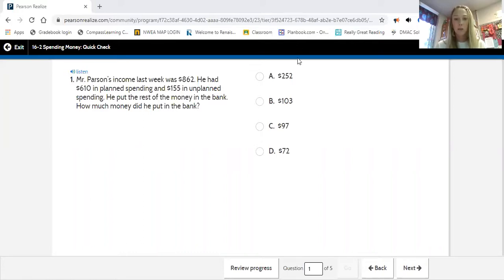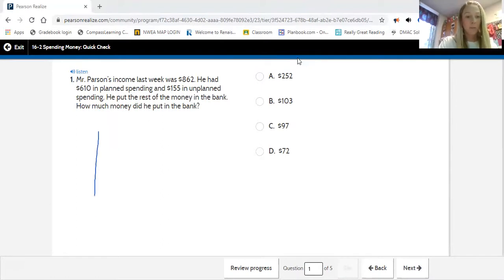It says Mr. Parsons' income last week was $862. He had $610 in planned spending and $155 in unplanned spending. He put the rest of the money in the bank. How much money did he put into the bank? Okay, remember, income is money that you earn from a job. So that's how much he has. And he had $610 in planned spending and $155 in unplanned. With whatever was left over, he put that in the bank. So this is going to be a two-step problem.